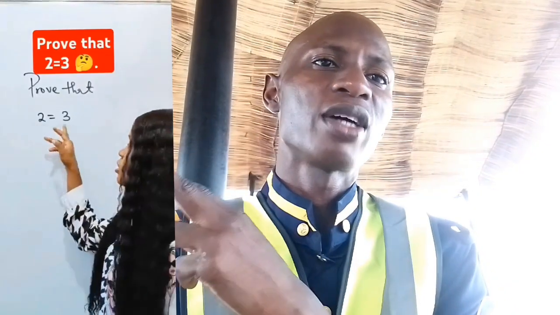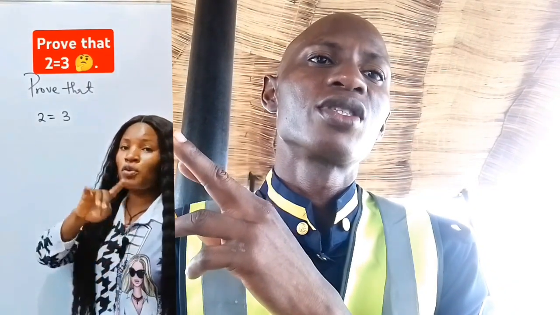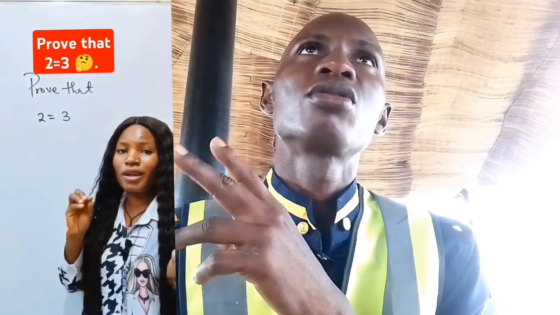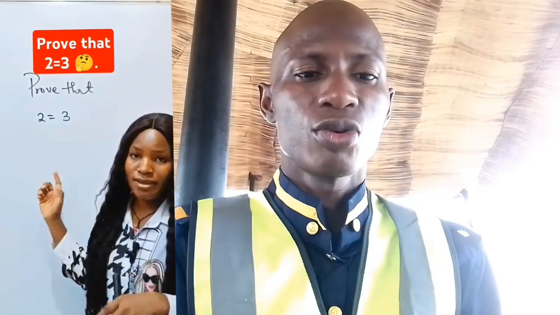So the truth is that 2 is not equal to 3. But if someone should prove that 2 is equal to 3, then the demonstration made a mistake somewhere. All I want you to do is to show in the comment section where the mistake is, okay?